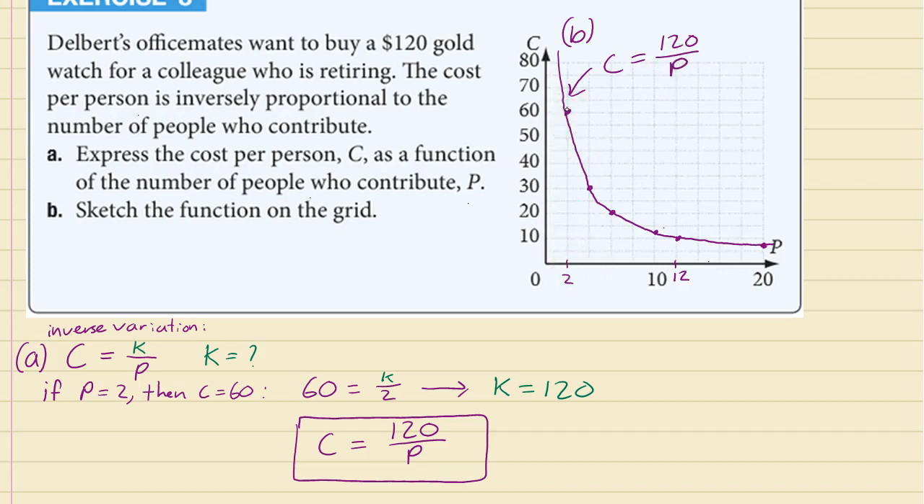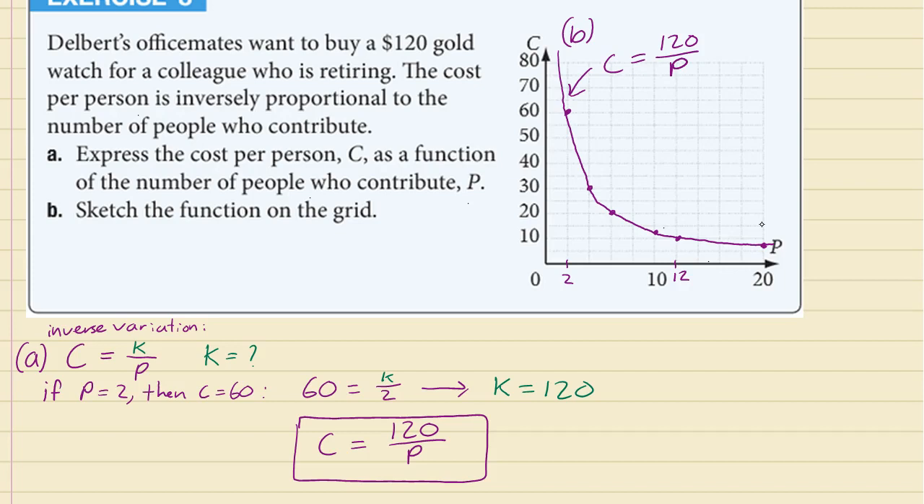So if P is 2, that's 2 people contributing, you pay $60 each. If 4 people contribute, it's $30 each. If 6 people contribute, it's going to be $20 each. If 12 people contribute, it's $10 each. So that gives you some points. And let's talk about why this has an asymptote here. It has 2 asymptotes, first of all.